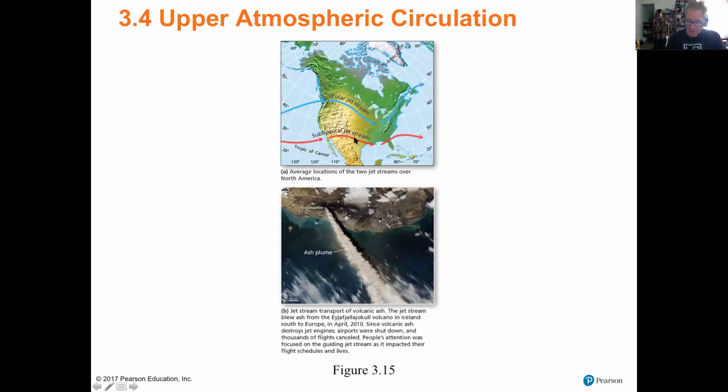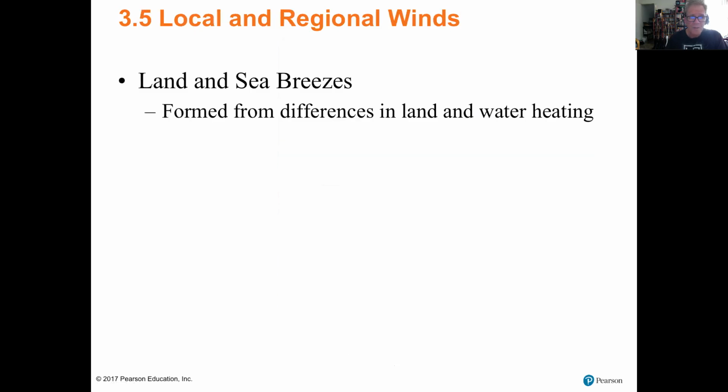Okay, so again, watch those animations on the course homepage there in the modules. They'll help you understand this in the animation.